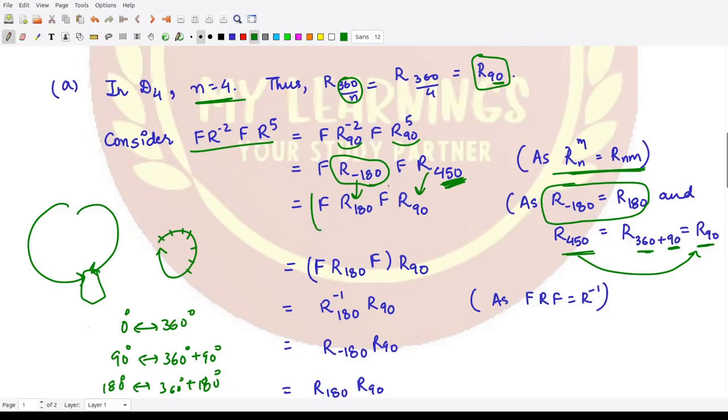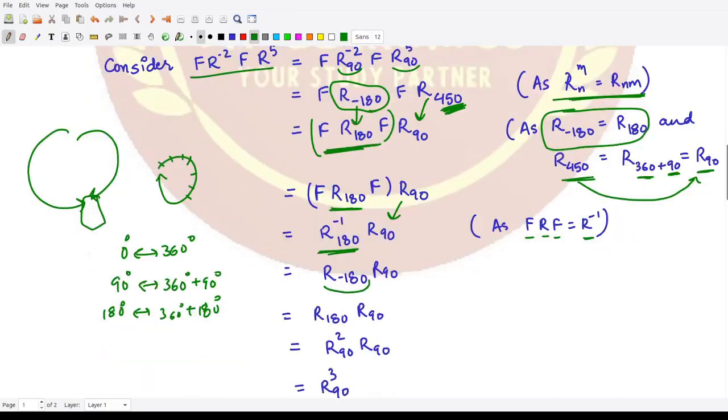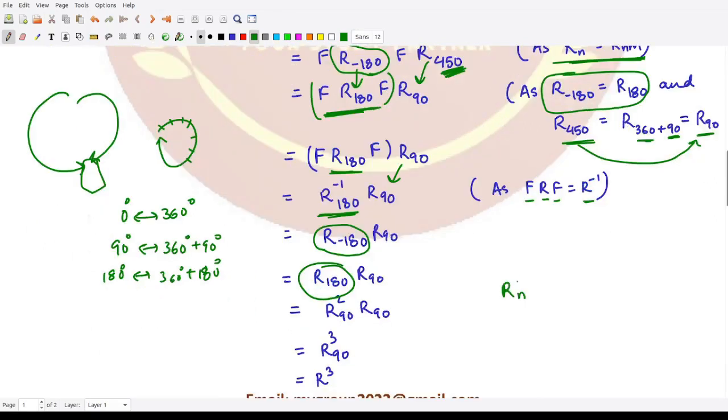Now we can use the formula onto these three expressions. The formula used here is FRF, that is equal to R inverse. So you can write the inverse of this, which is R180 inverse, and you have R90 as such. Now instead of writing R minus 180, you can write R180 here, right? And moreover, because we can use this expression, instead of writing R180, you can write 180 as 2 into 90. So you could write it as R90 and 2 here.